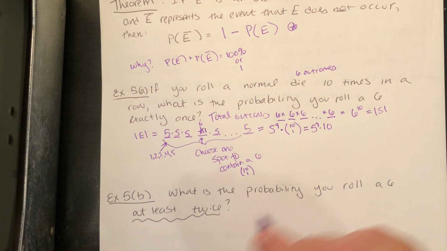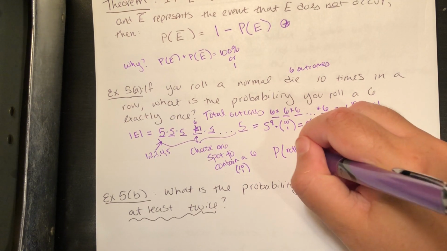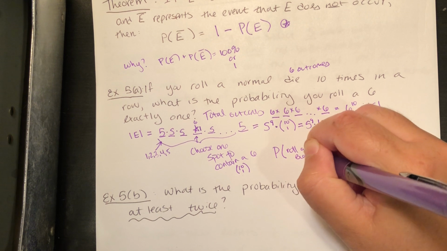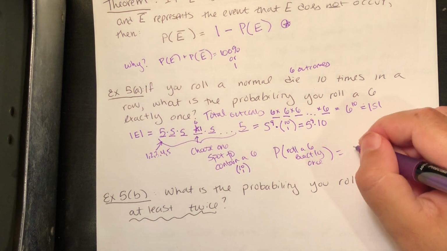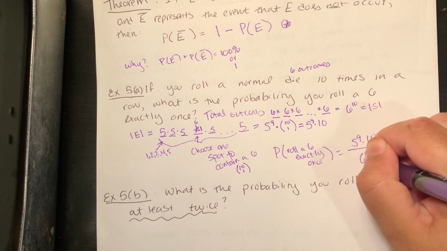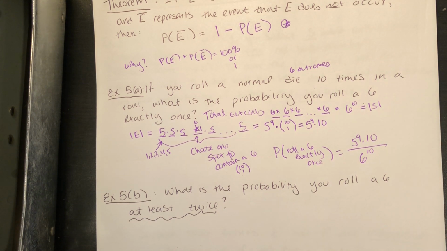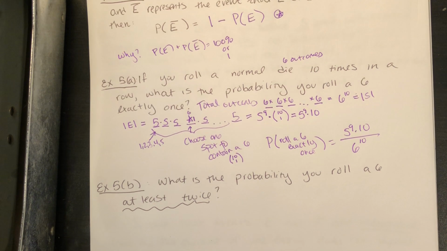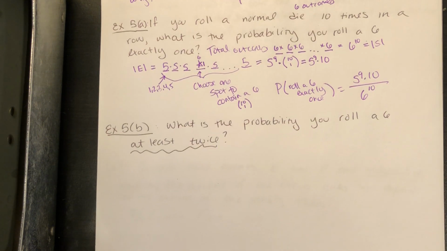This is looking a little bit messy, but now we have that the probability that you rolled a 6 exactly once is going to be 5 to the 9th times 10 divided by 6 to the 10. Whatever that number is, that's going to be your probability that you rolled a 6 exactly once. Now as a follow-up, what's the probability that you rolled a 6 at least twice?